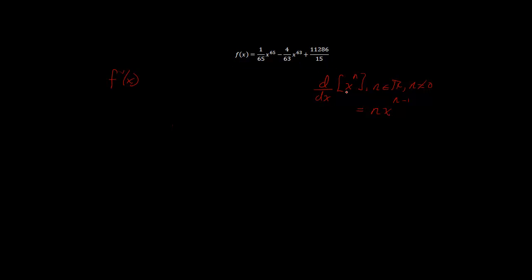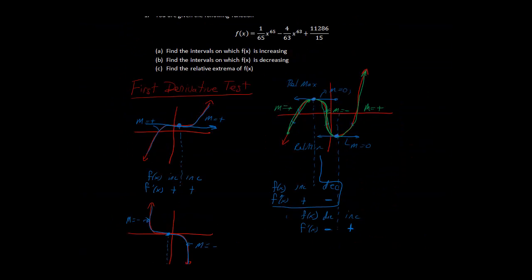And also we look at that 11286 at the very end over 15, and we recognize here that this is a constant. So we know the derivative of a constant is equal to 0. So let me just go back and review exactly what we're looking for in this problem.